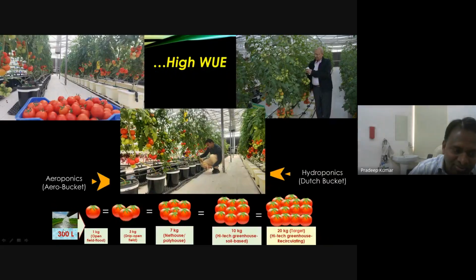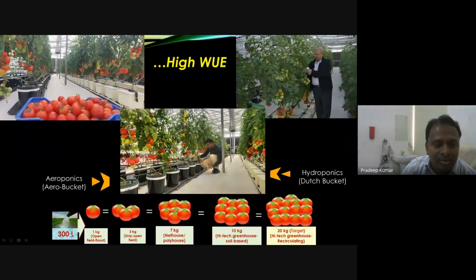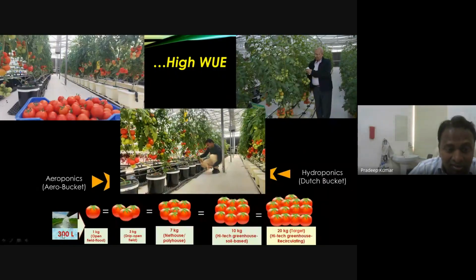But from the same quantity of water, we could get 20 kilograms. We could produce 20 kilograms of tomato in the greenhouse. This is our greenhouse, how we are doing it. This is the aeroponic system. You have heard about the aeroponic.